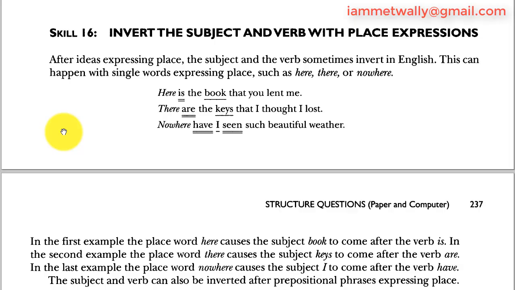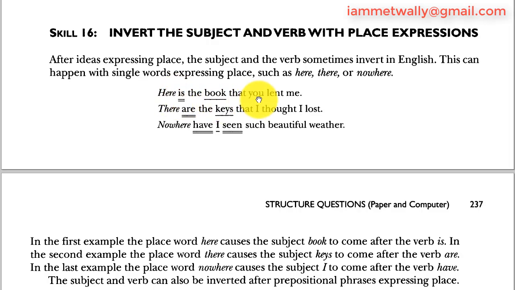Skill 16 of the TOEFL PBT structure skills. Skill 16: Invert the subject and verb with place expressions. After certain expressions of place, the subject and the verb sometimes invert in English. This can happen with single-word expressions of place such as here, there, or nowhere.